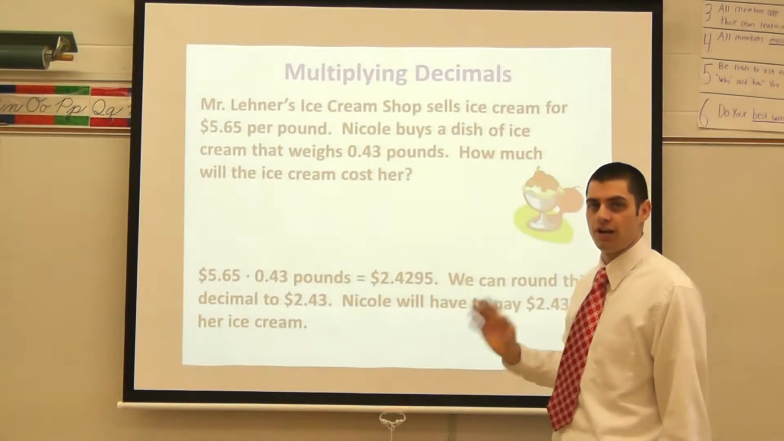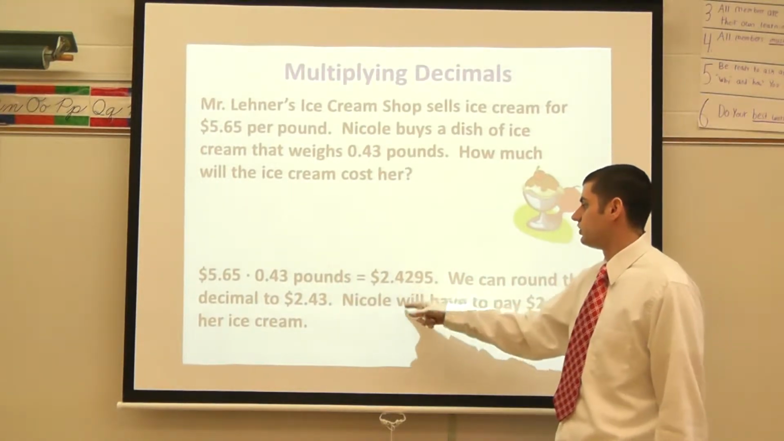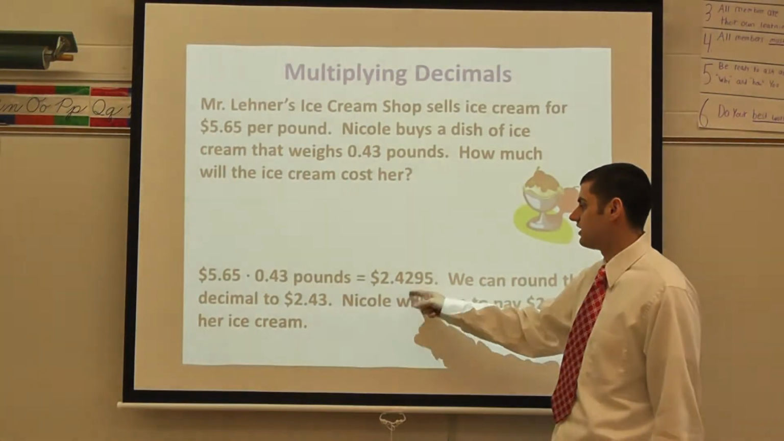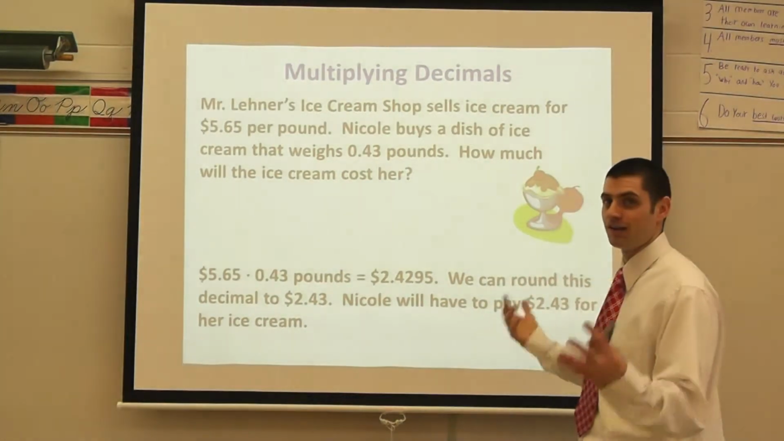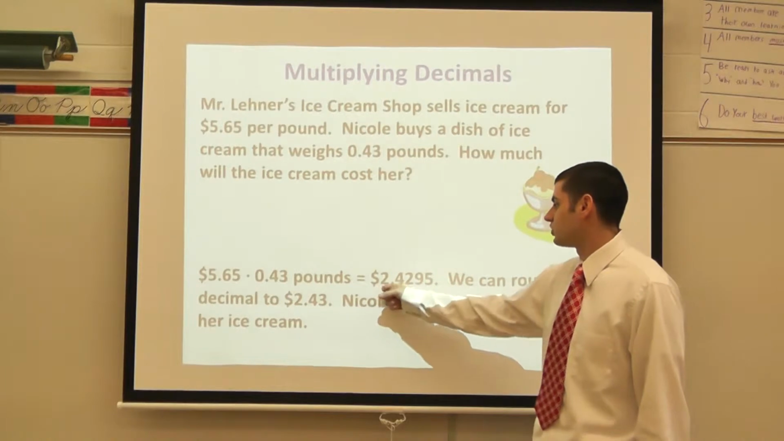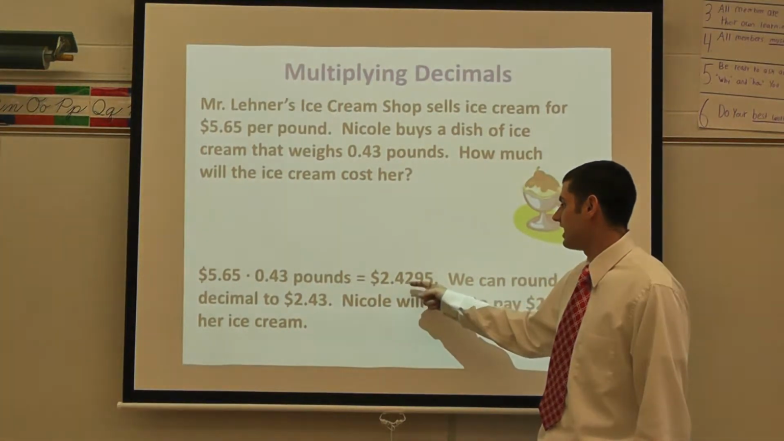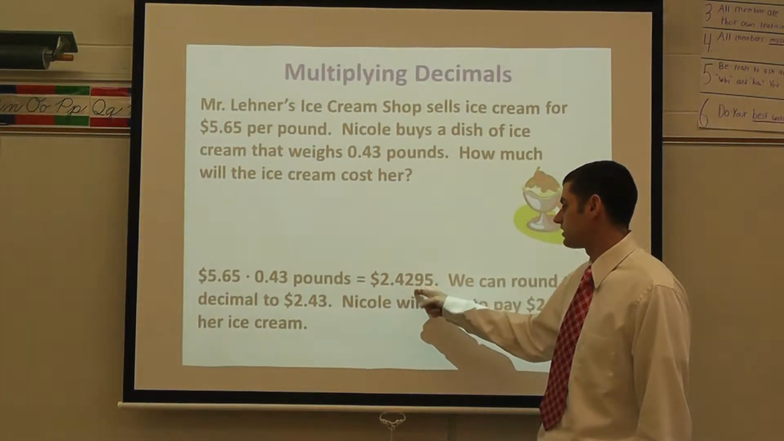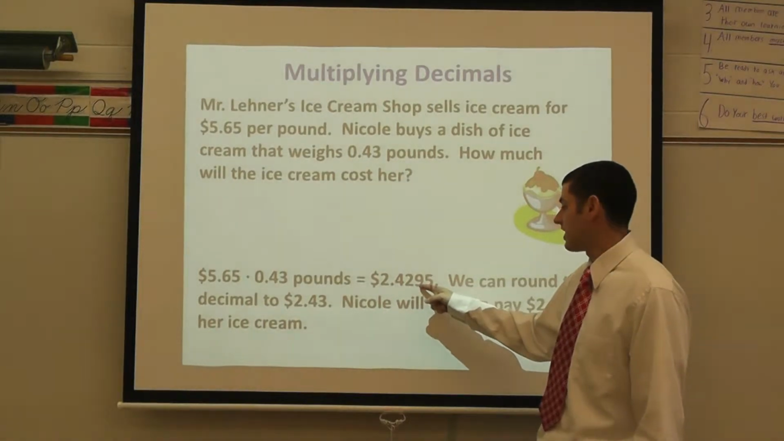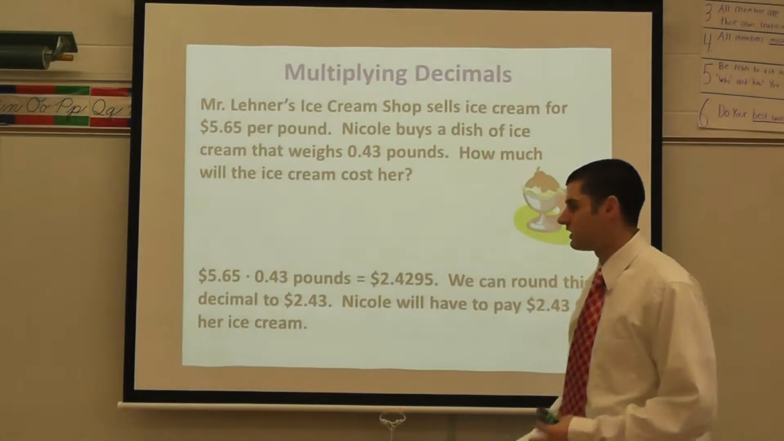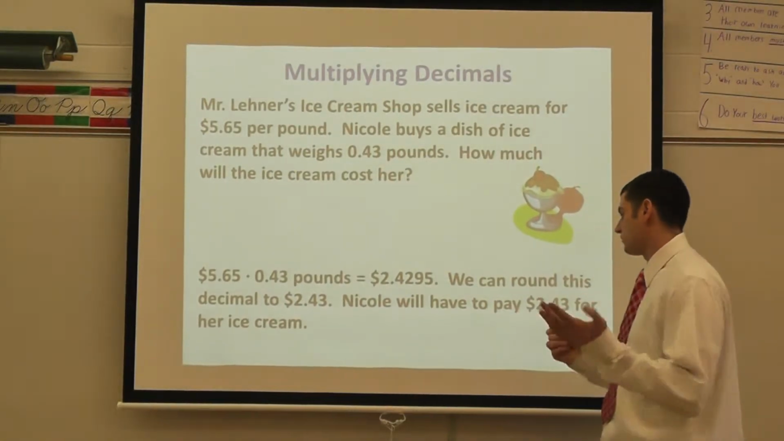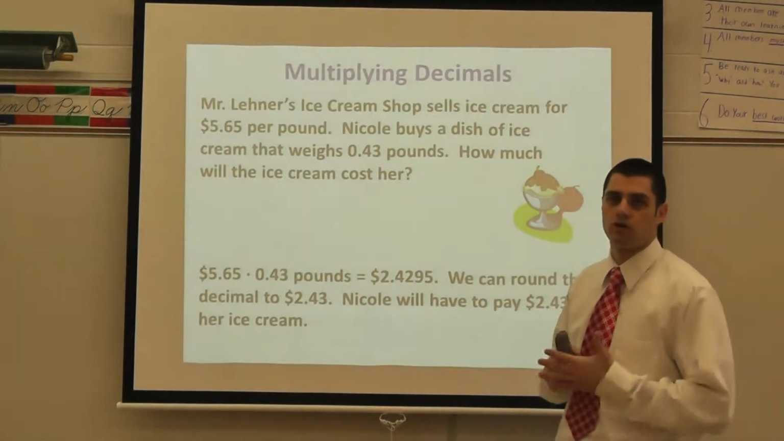Now, when I work with money, we always round to our decimal place here, which is going to be the hundredths. So I would look at my hundredths place, look to the one next to it. If it's 5 or higher, I can round it up. So this can become $2.43. That tells me that Nicole will have to pay $2.43 for her ice cream.